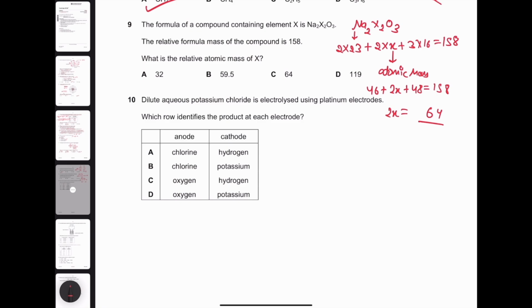Now most students will pick the answer 64, but that is the mass of X2. They're asking for X only. The answer should be 32, which is A.